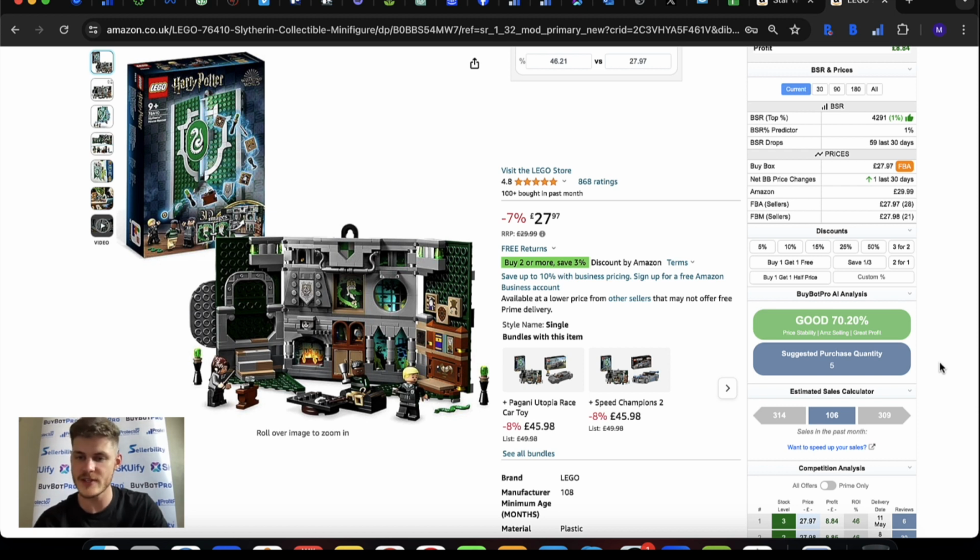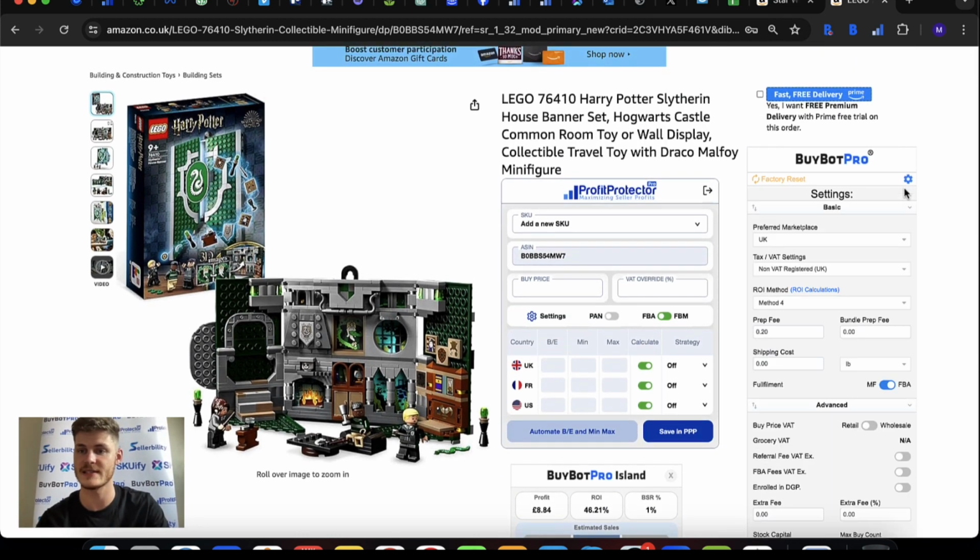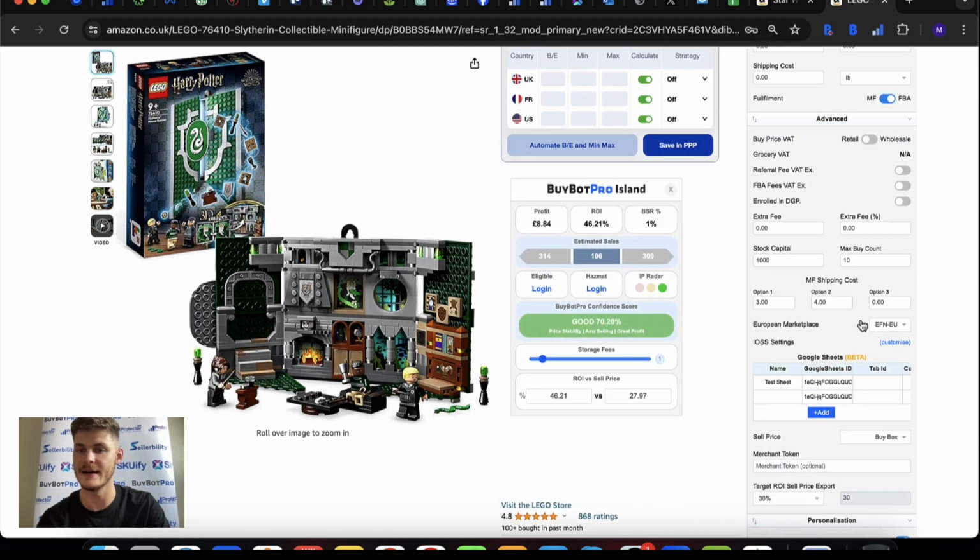The suggested purchase quantity looks at basically the sales for the item. It also looks at two factors of our settings right here: the stock capital and max buy count. Stock capital is our overall budget, how much we have to spend, and we can actually set a limit. So let's say we wouldn't buy more than 10, 20, 50 in one go, then we can set that there. That way the limit is applied.